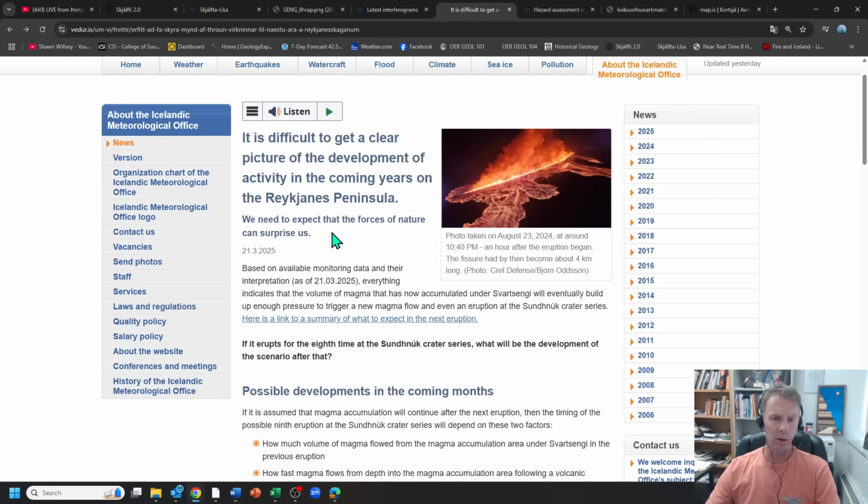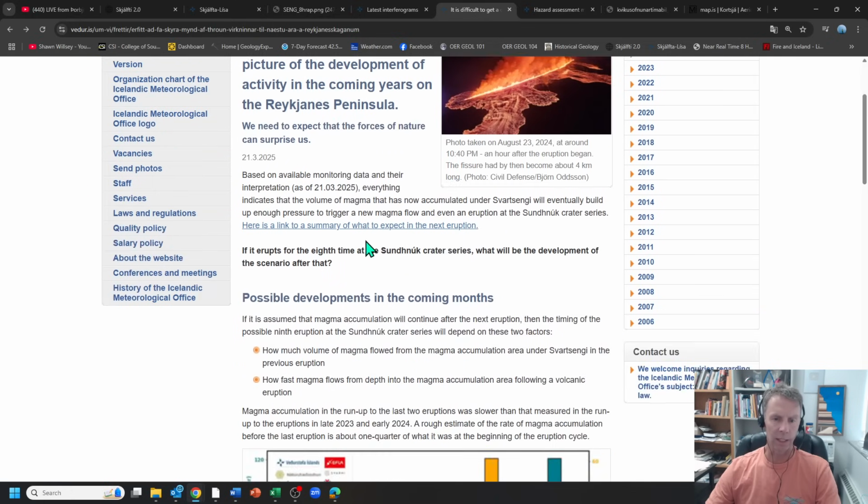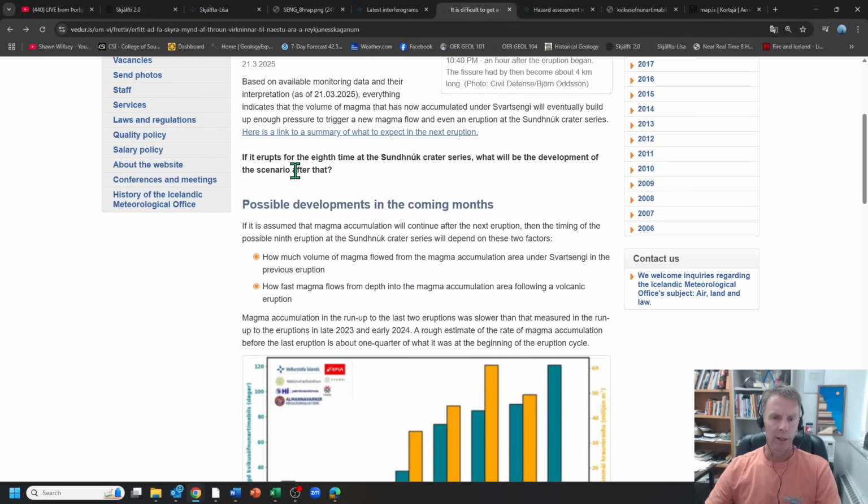So they mainly talk about looking forward. Based on monitoring data, everything indicates that the volume of magma now accumulated at Svartsengi will eventually build up enough pressure to trigger a new magma flow and even an eruption. Realize I'm working off the Icelandic update, Google translated to English. Last time I checked, as of this recording, they hadn't put this in English yet.